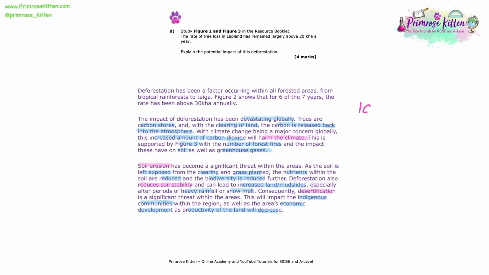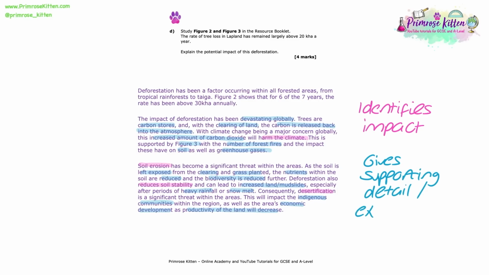This answer would fulfill the requirements of a top-level response and be awarded 4 marks, as it identifies potential impacts of deforestation and then gives supporting detail for each one, using the figures provided in the resource booklet.